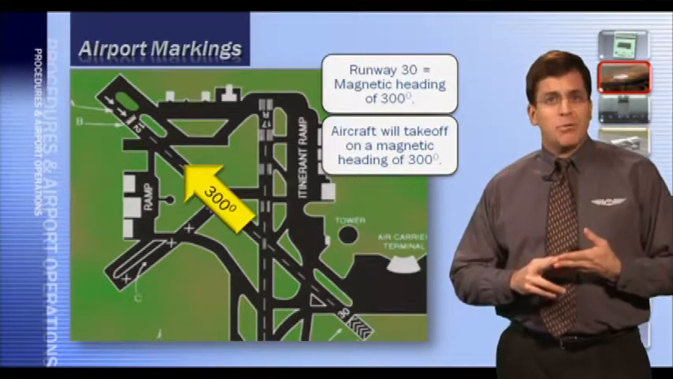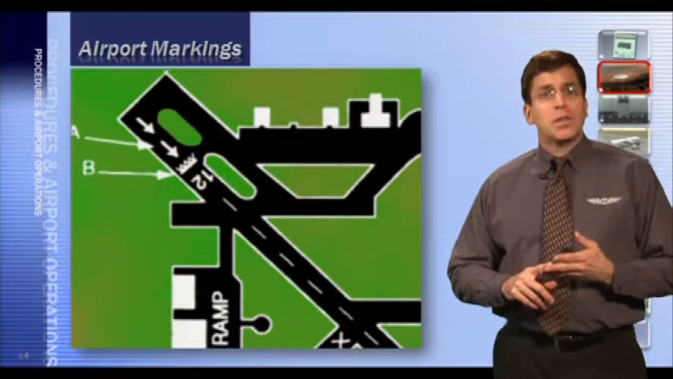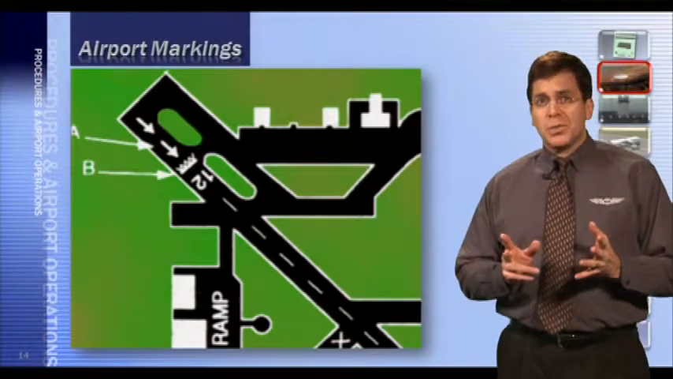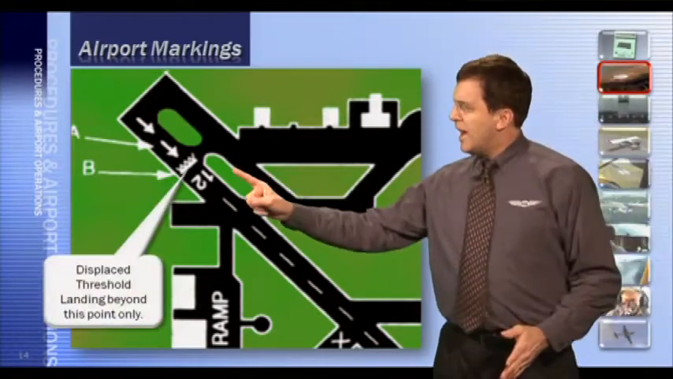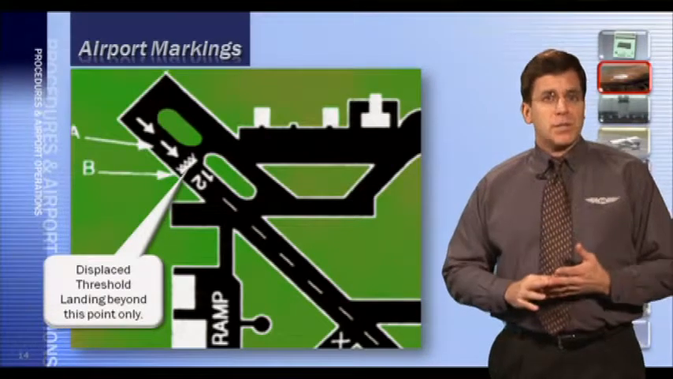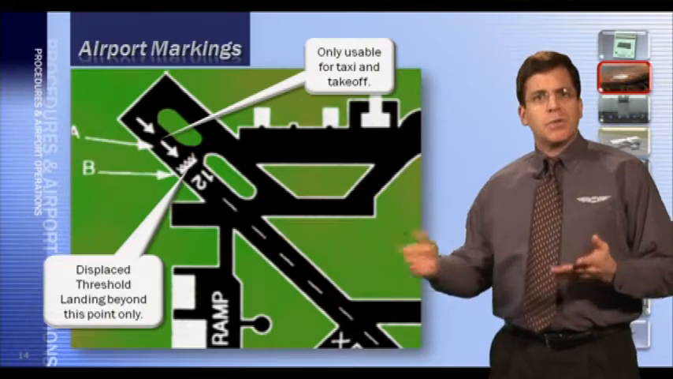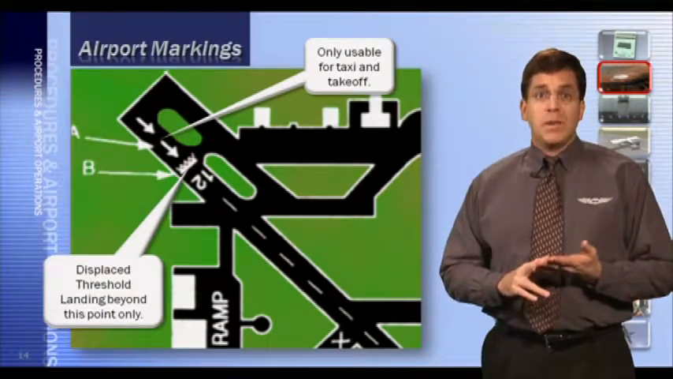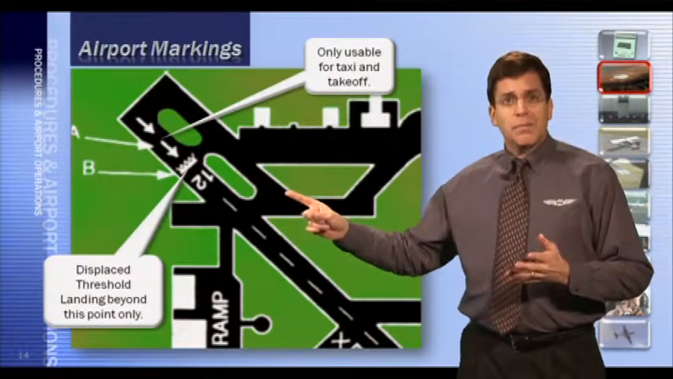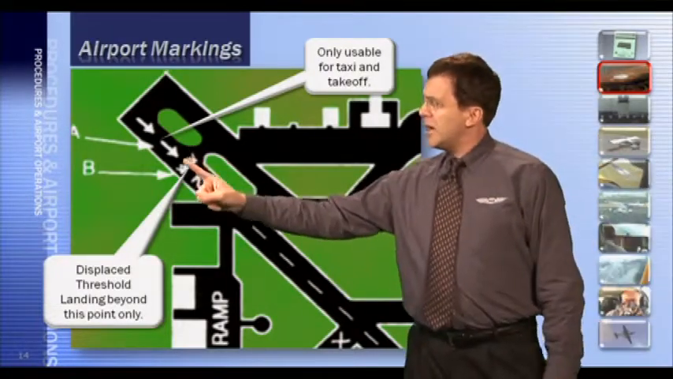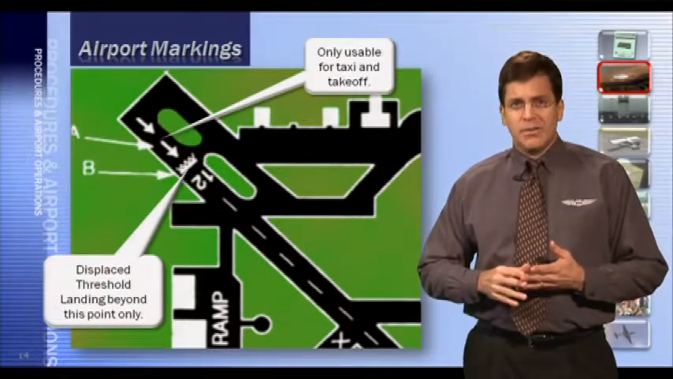Now here are some additional important runway markings shown on the airport layout. The starting point of a runway is called the threshold. Sometimes the threshold is not located right at the end of the pavement. For example, this white line that you see right here is called a displaced threshold marking. It shows the beginning of the pavement that can be used for landing. You should always touch down beyond a displaced threshold line. On some runways with a displaced threshold, single white arrows, like the single white arrows you see here, indicate that you can use the full length of the runway for taxi and takeoff.